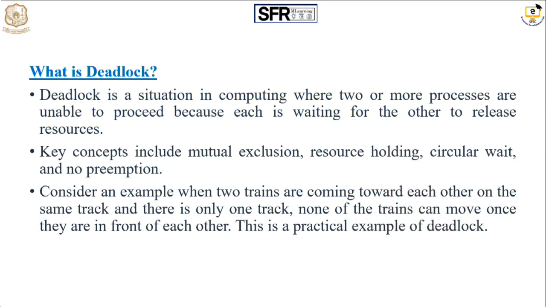Deadlock is a situation in a computer where two or more processes are unable to proceed because each process is waiting for the other one. These are the conditions of deadlock: mutual exclusion, resource holding, circular wait and no preemption. Consider an example: two trains are coming towards each other on the same track and there is only one track. Here none of the trains can move once they are in front of each other. This is a practical example of deadlock.